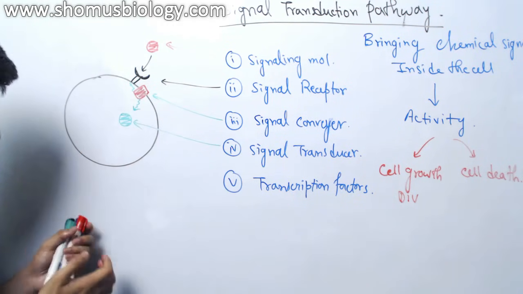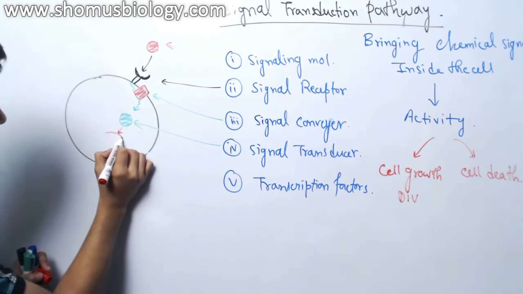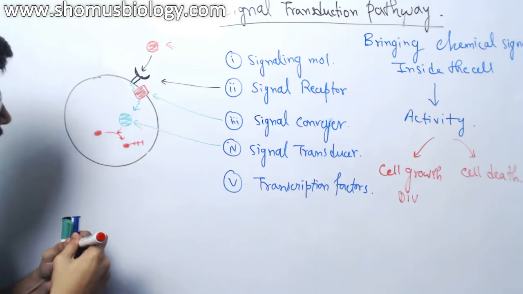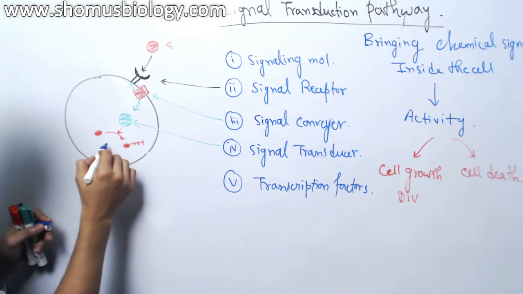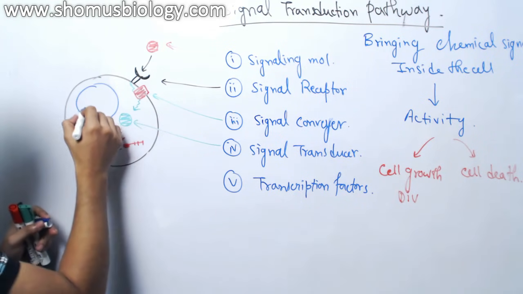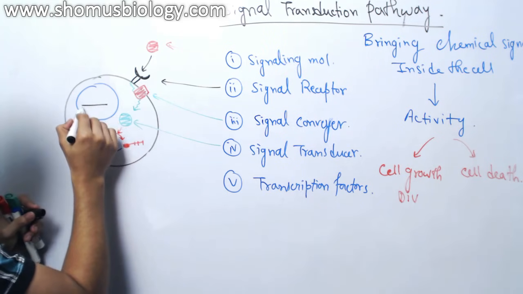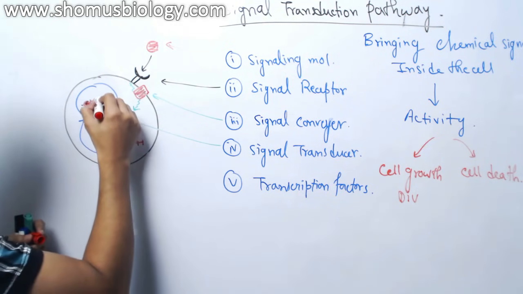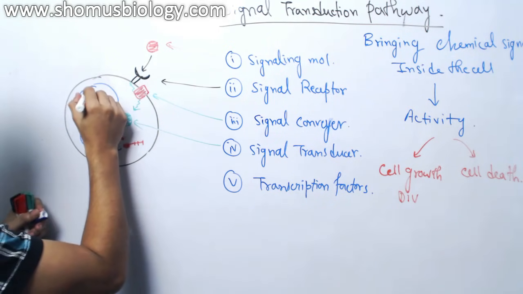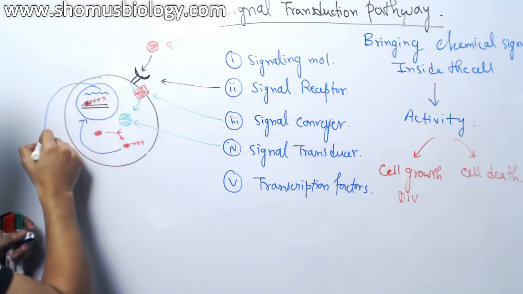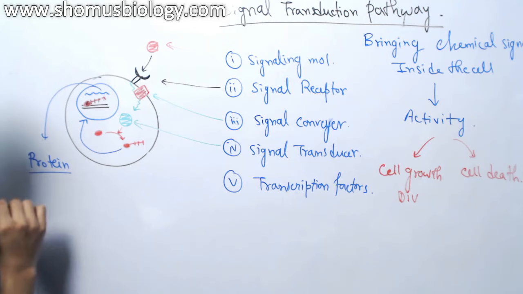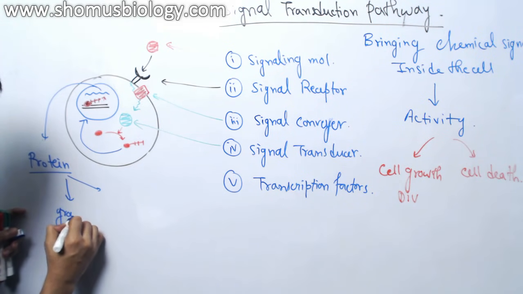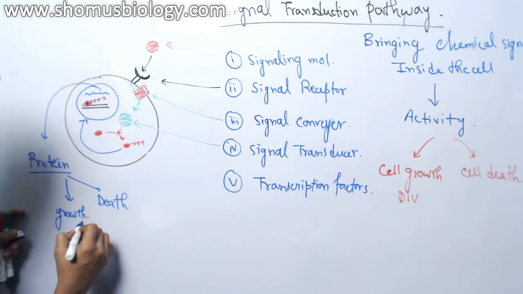Then the signal transducer will ultimately activate, let's say this is the form of activation, this is the activated portion of the transcription factor that will enter the nucleus where the DNA is present, and this transcription factor helps to make the RNA. And then that RNA will be converted into protein. And those different types of proteins can have different functions of either growth or death. Any of these two.